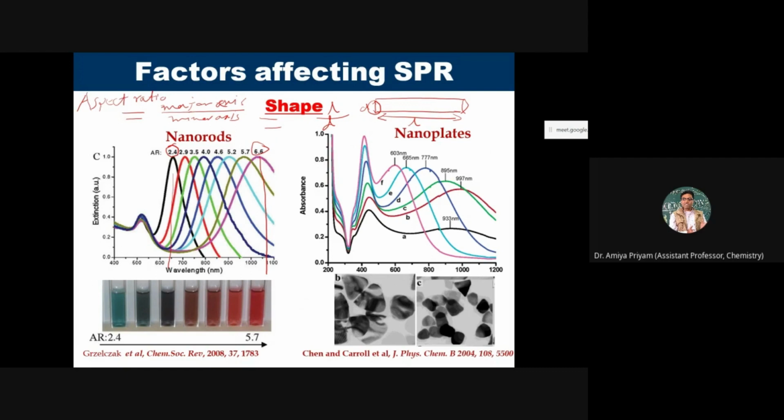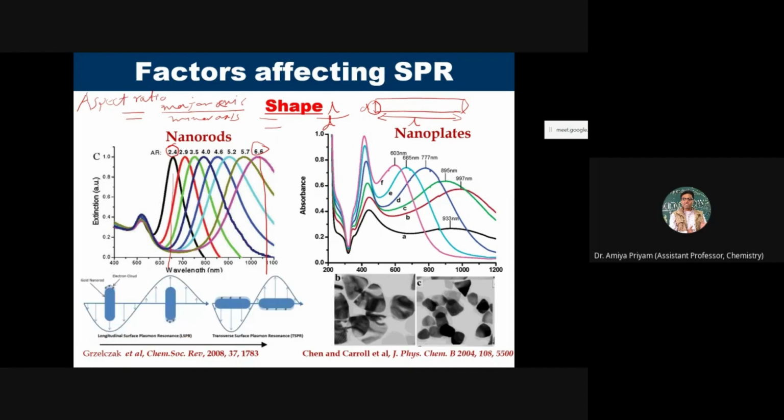So as the aspect ratio increases from 2.4, 2.9, 3.5, 4, 6, up to 6.6, there is a shift towards the red, near IR region. Okay, so we can clearly see this electron cloud here. So these are the factors that affect the SPR wavelength.